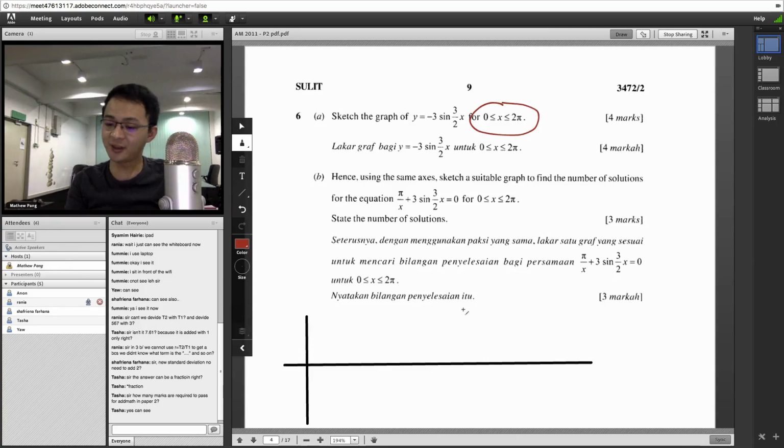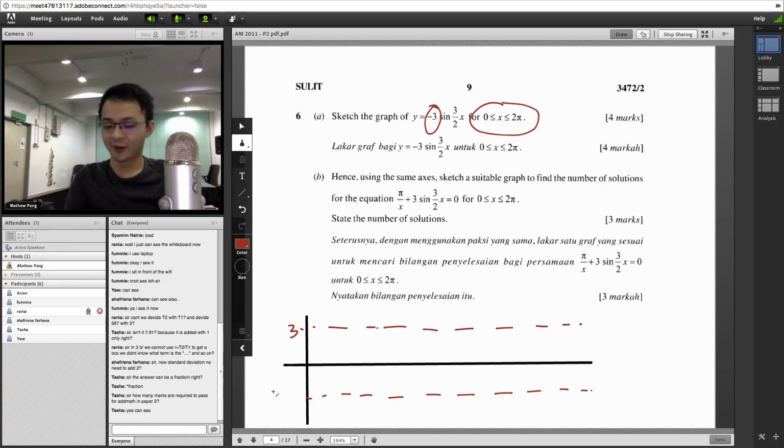Okay, first thing is I will pay attention to -3. -3 is the amplitude. Amplitude means my highest value will be 3, and my lowest will be -3. Okay, this is what happens with -3, but the negative at the front actually means something.